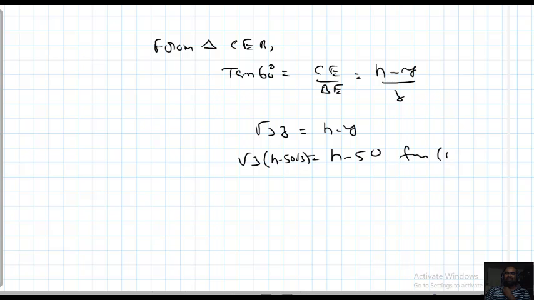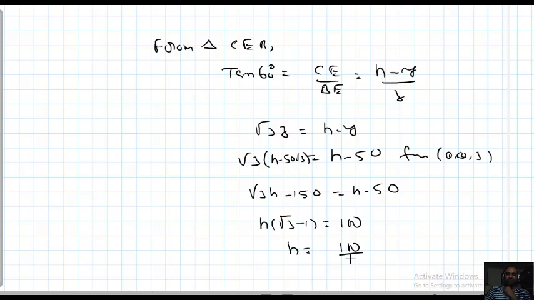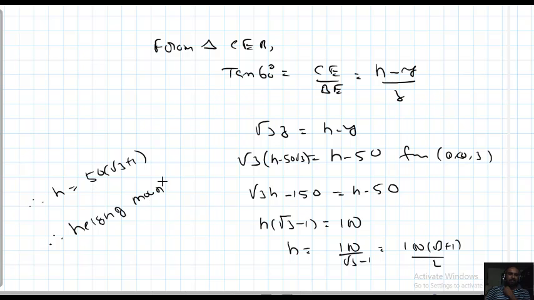From 1, 2 and 3, so root 3 h minus 150 equal to h minus 50. Okay, so h you can take common, root 3 minus 1 equal to 100, or h equal to 100 by root 3 minus 1, or 100 into root 3 plus 1 by 2. That is, therefore h equal to 50 times of root 3 plus 1. Therefore, height of the mountain equal to 50 into root 3 plus 1 meters.